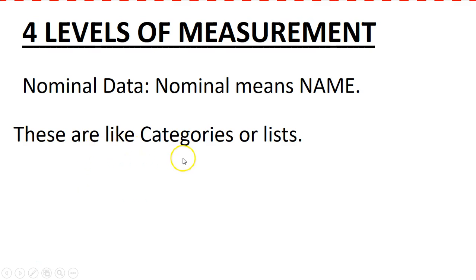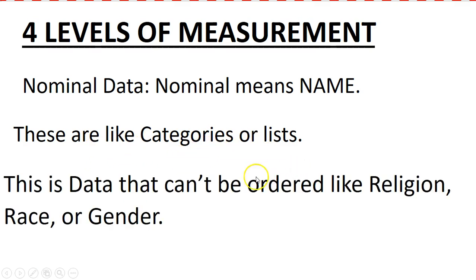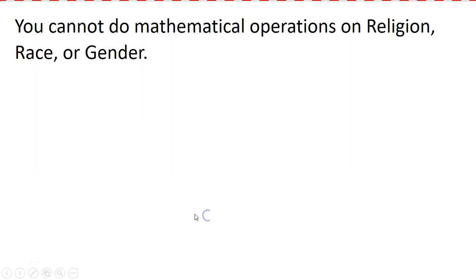These are like the categories. This is data that can't be ordered, like religion, race, or gender. Can't be ordered. You cannot do mathematical operations on religion. You cannot do mathematical operations on gender or race.